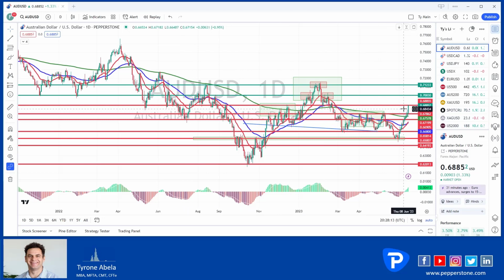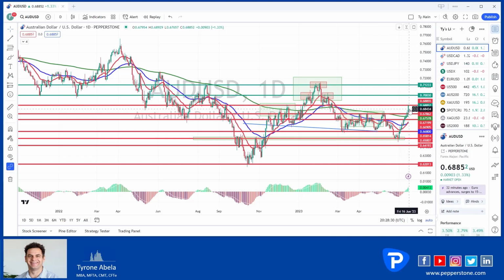What we do in this situation is certainly not take the break up. If you're still keen on the Aussie going longer, you wait for it to break through and then come back and retest it from the top. And if it doesn't happen, it doesn't happen. But that's the safer trade. That's the more conservative entry. You don't want to be the first one in on a break of this level.